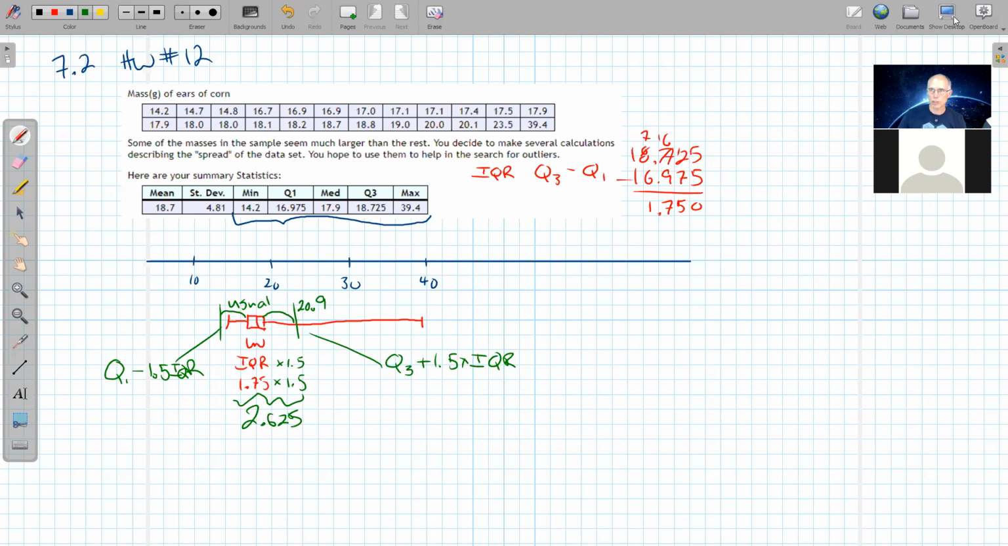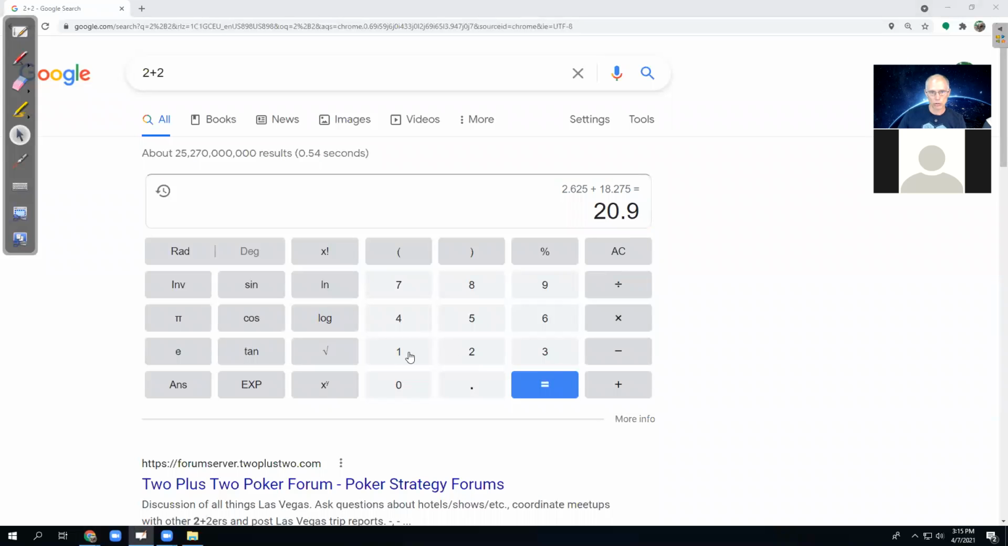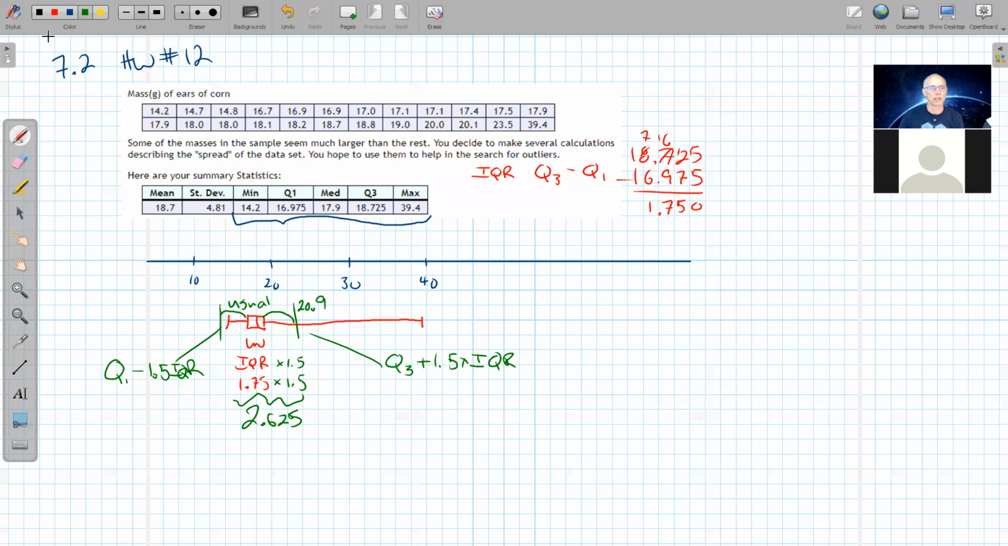And on the left, we just do a subtraction. So let's see, what was Q1? 16.975, and minus that 2.625. So I get 14.35 on the other side. So anything less than 14.35 is considered unusually low. Anything greater than 20.9 is unusually high.